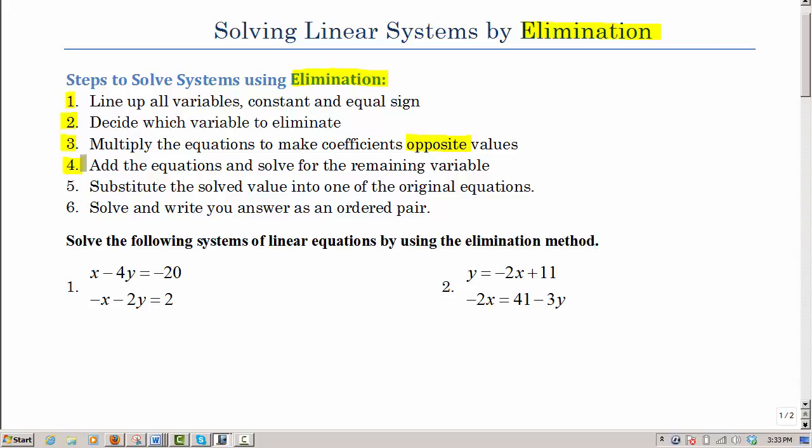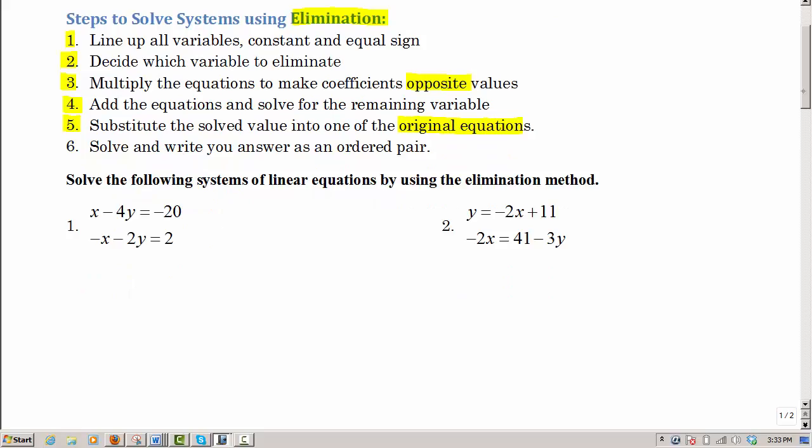So the next step, we would add the equations, eliminating a variable, and solve for the remaining variable. Then we have to substitute the solved value into one of the original equations and write your answer as an ordered pair. Now I know that looks like a lot of steps, but most of your work is not going to involve all of those steps. Let's just see how it goes.